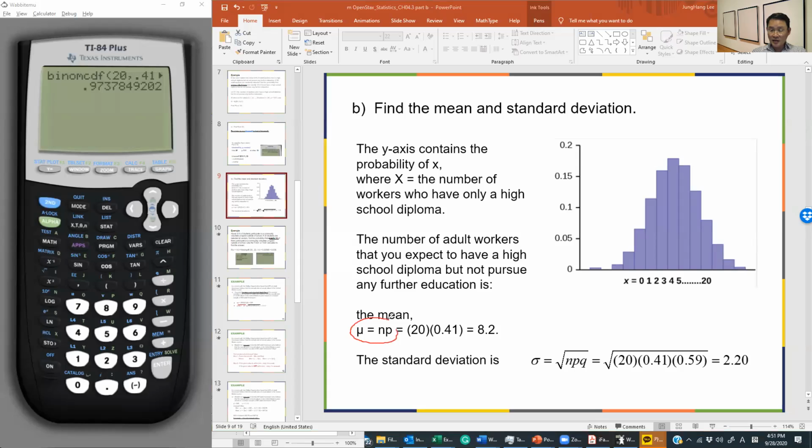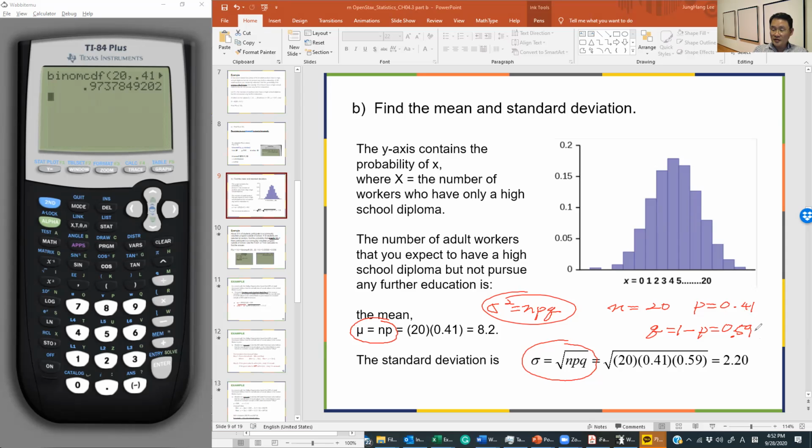Mean is n times p. Variance, which is sigma squared, is n times p times q. And the standard deviation is the square root of n times p times q. Remember, what was n? n was 20. Remember, p was 0.41. And then what's q going to be? q is 1 minus p. So 1 minus 0.41 would be 0.59.